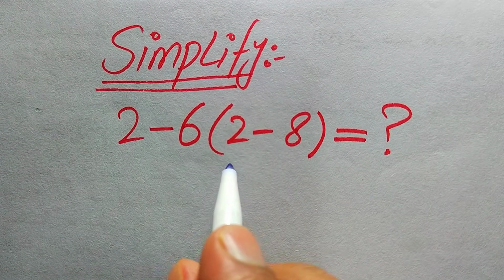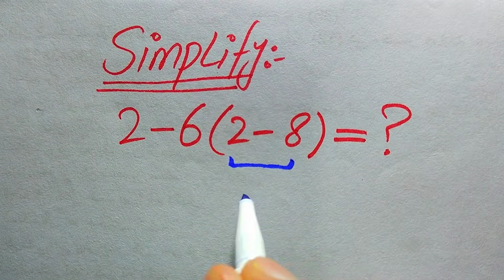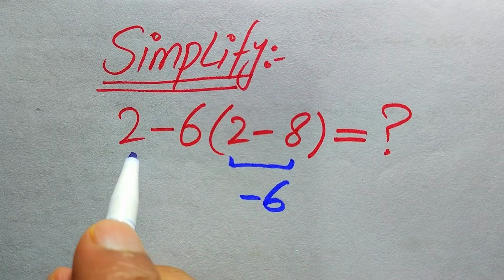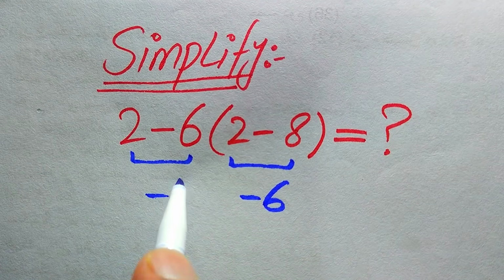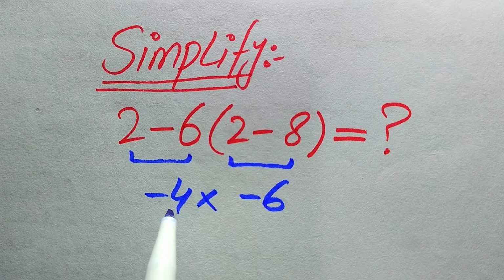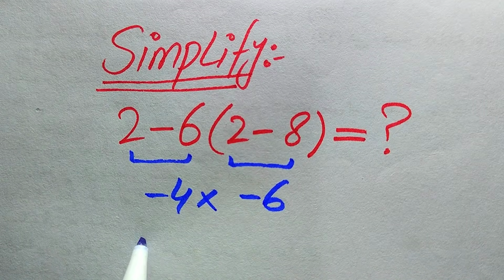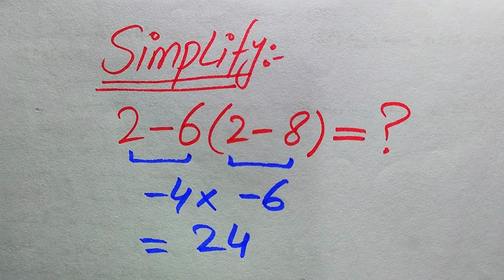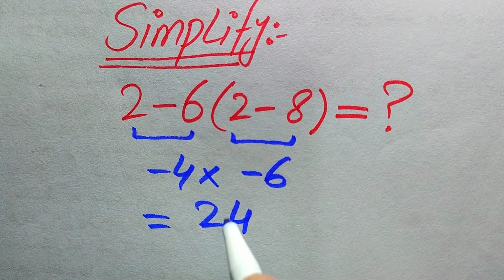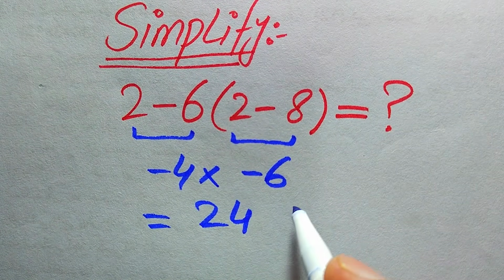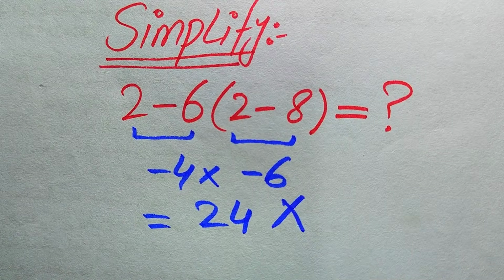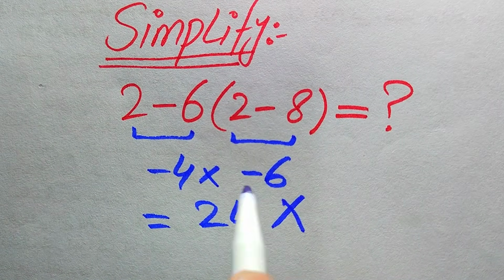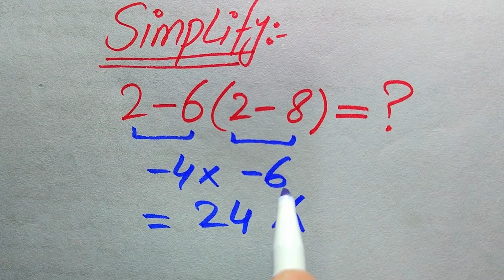Here we have 2 minus 8 becomes minus 6, 2 minus 6 becomes minus 4, and minus times minus becomes plus, and 4 times 6 becomes 24. If you solve this problem in this way, this is the wrong way, or this is the wrong answer. So you cannot use these steps to solve this problem.